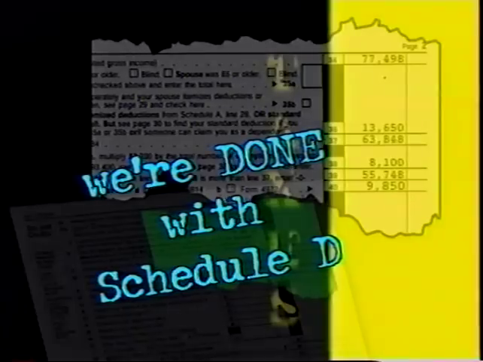So we're going to take away all of the suspense. The tax is, drumroll please, $9,850. We're now done with Schedule D. But we need to transfer this tax to line 40 of Form 1040. Now we're done with Schedule D.